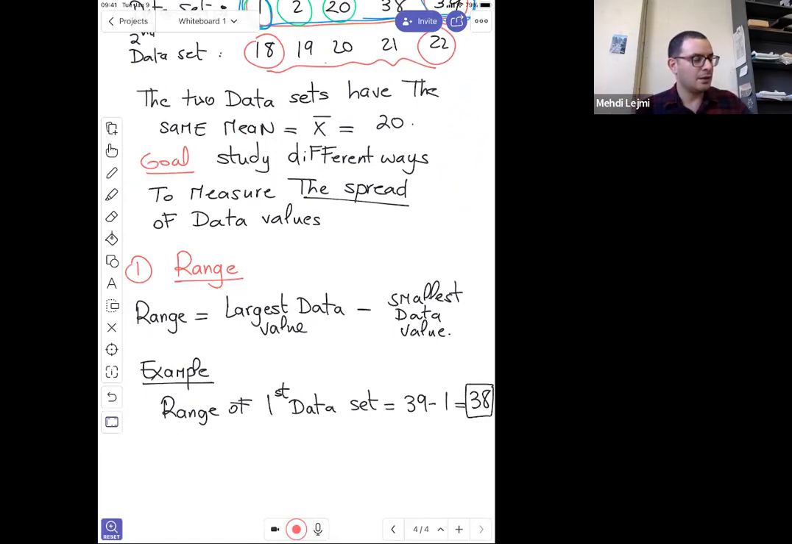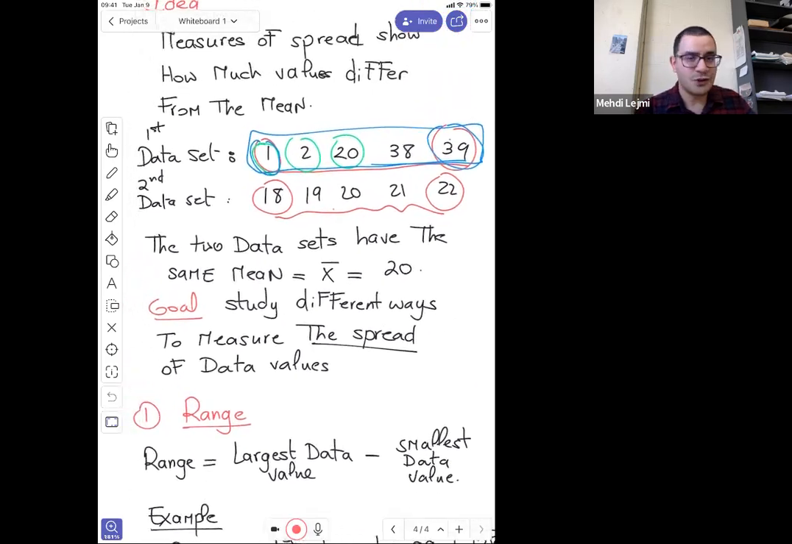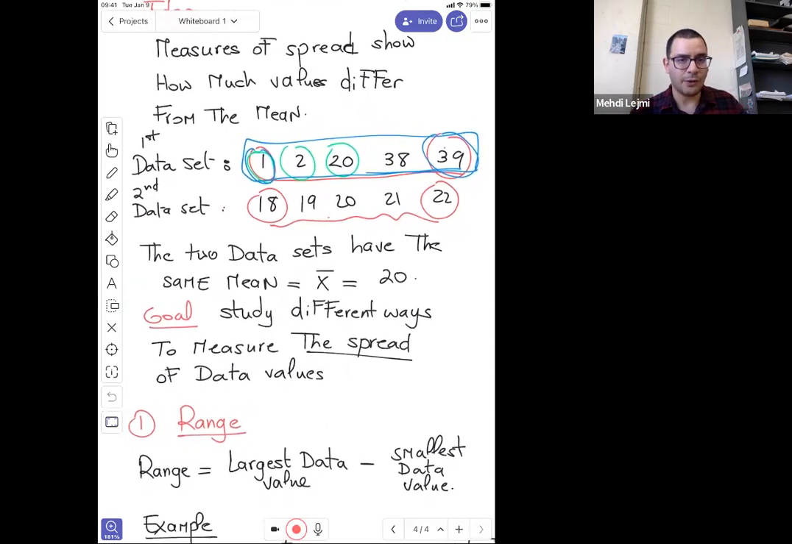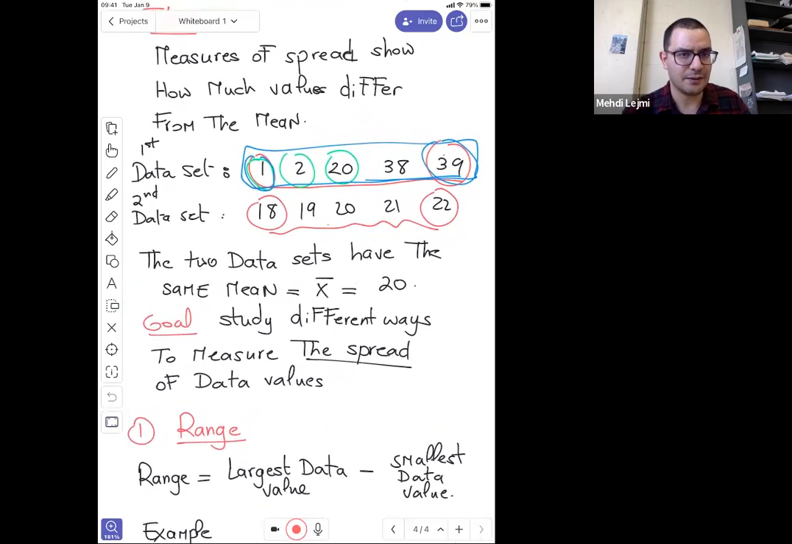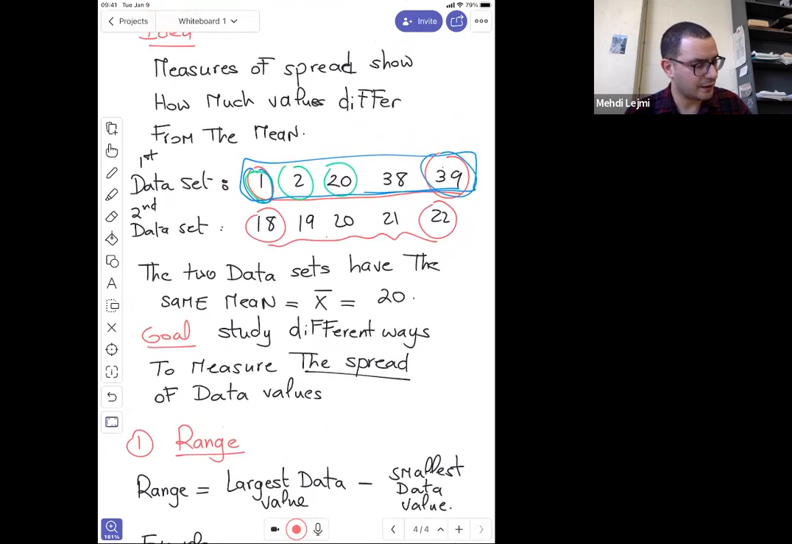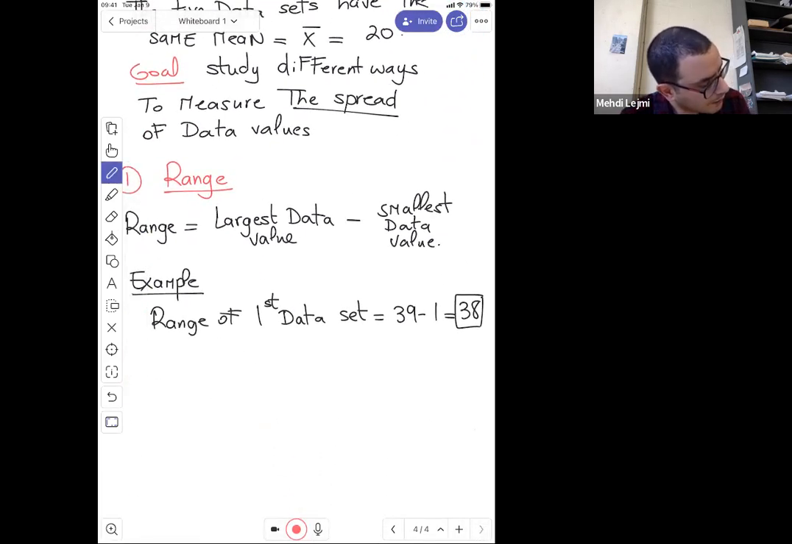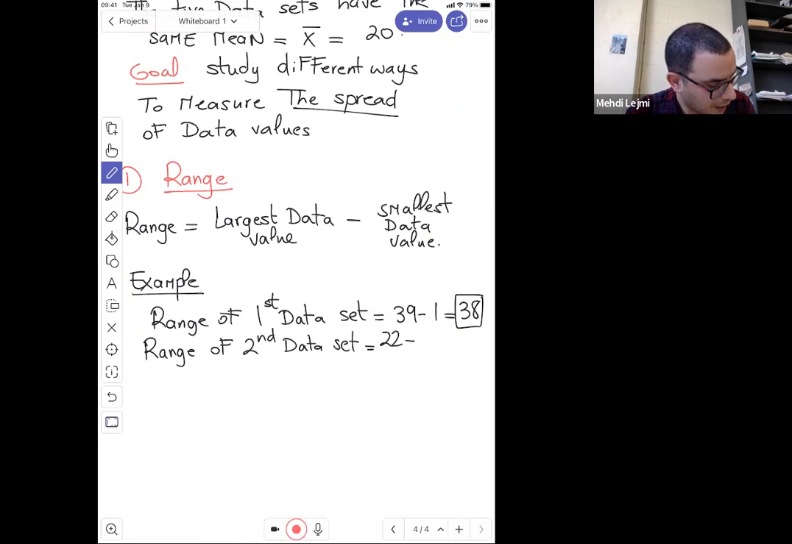Okay. Now, the range of the second data set. Sorry, it's 22 minus 18. So that would be 4, right? The second data set, as you can see, the largest number is 22 and the smallest number is 18. So the range of the second data set is 22 minus 18, and that will be 4.